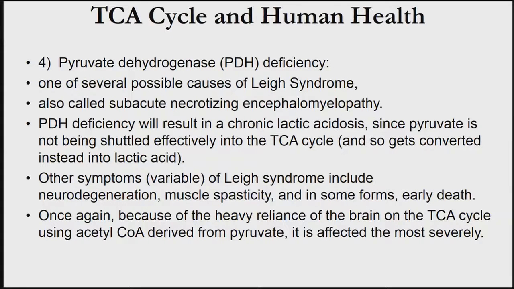There are adult onset versions of Leigh syndrome. And once again, because the brain relies on the complete oxidation of glucose through the TCA cycle, it's going to be affected the most severely.